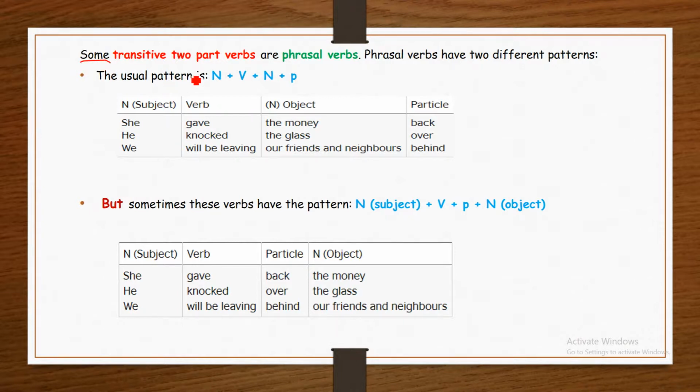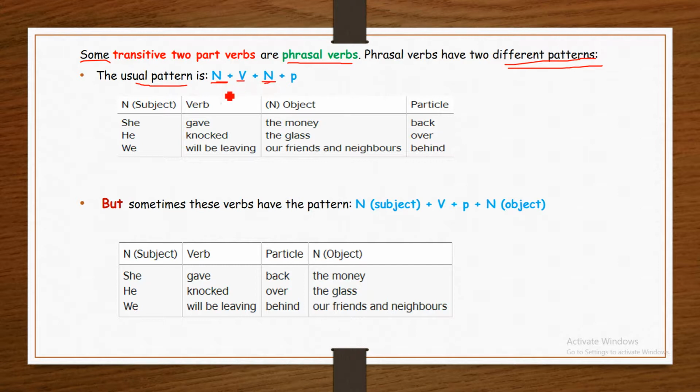Some transitive two-part verbs are phrasal verbs. Phrasal verbs have two different patterns. The usual pattern is noun plus verb plus noun.